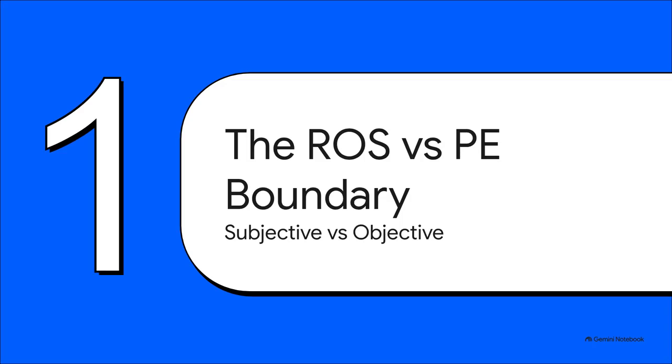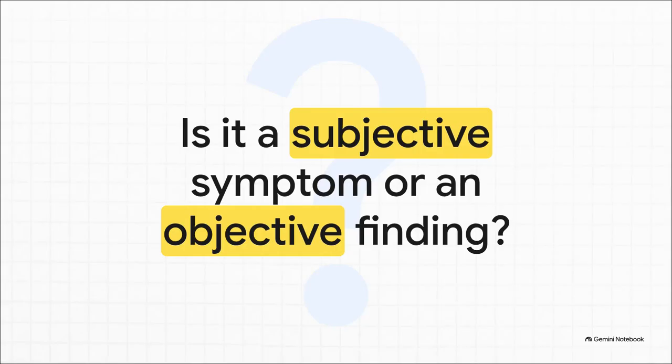Section 1. The ROS versus PE boundary. The single most common daily struggle for us in CDI is just untangling what the patient says from what the provider actually observes. Sounds super simple, right? But in a fast-paced clinic or hospital environment, these two distinct areas constantly bleed into each other in the chart. So I want you to permanently lock this central question into your brain. Is it a subjective symptom or an objective finding? Look through that lens every single time you evaluate a chart. Answer that accurately, and you've honestly won half the battle.